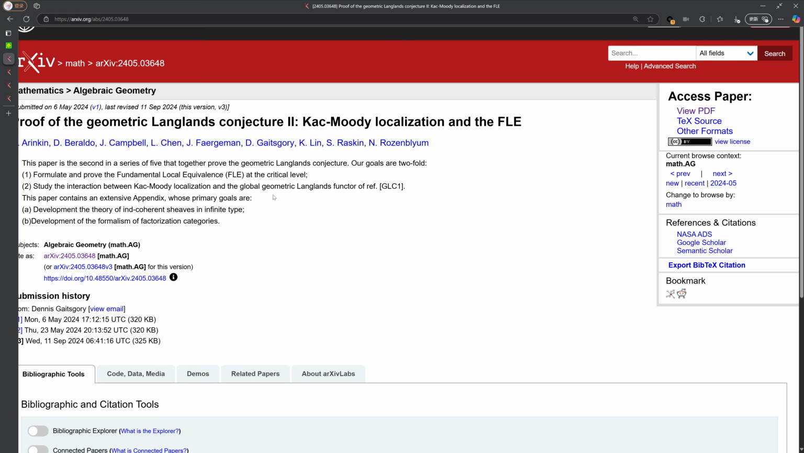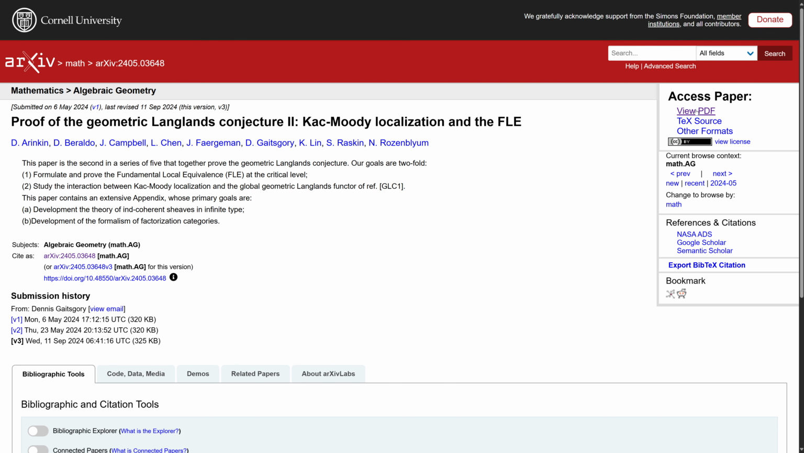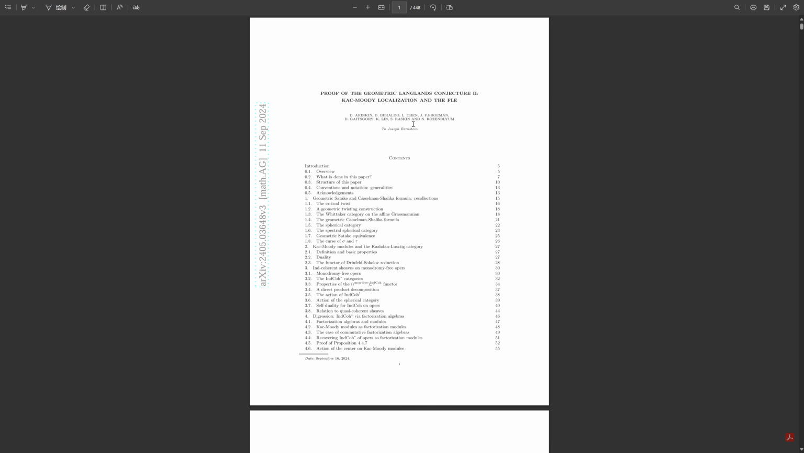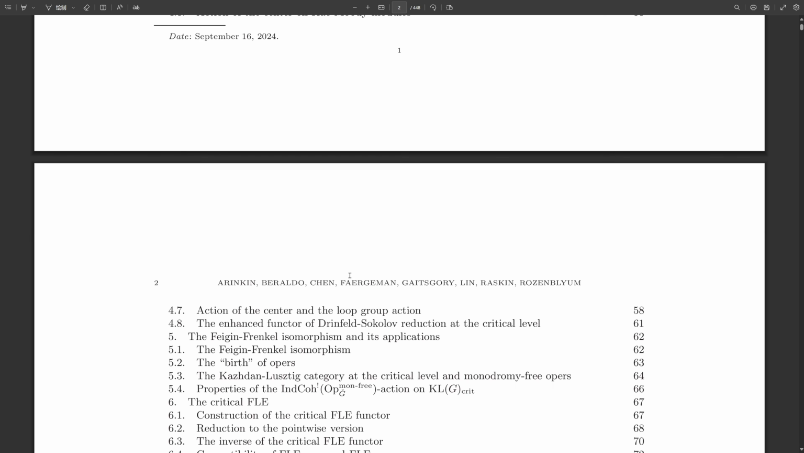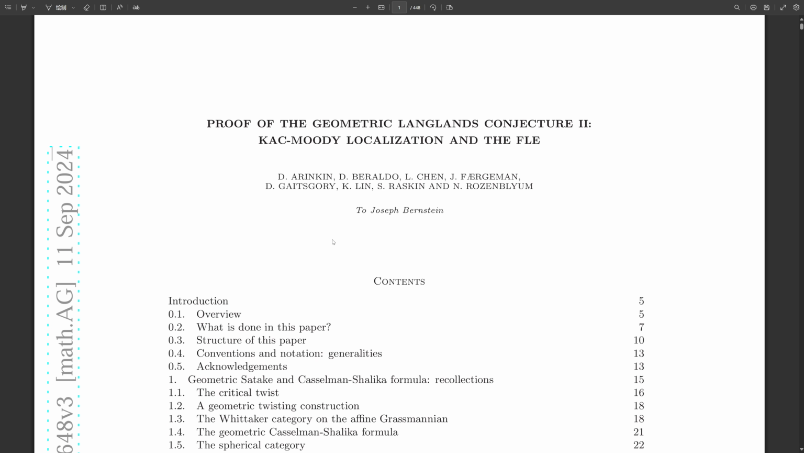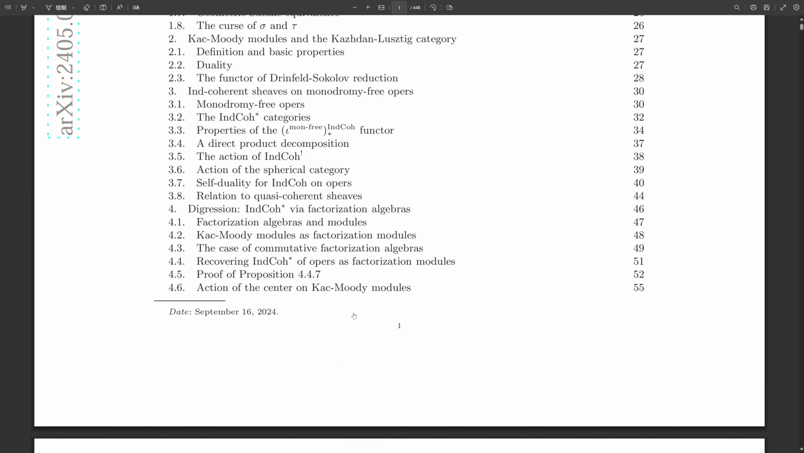It really dives into the interplay between something called Kac-Moody localization, which is a big tool in representation theory, and this global geometric Langlands functor, which sounds like a main event. It's certainly a key player, yeah. It bridges the local picture and the global picture. We'll also see how it builds on paper I and sets up what's coming next.